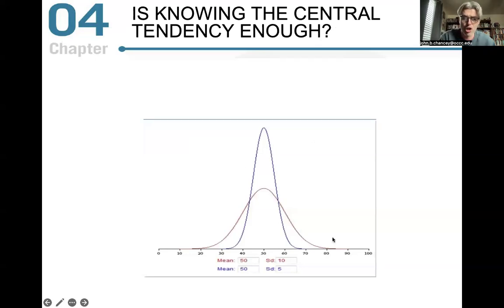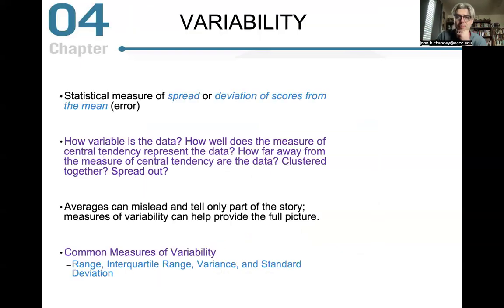Now, if you go down to the chart, we can see they both have a mean, an average of 50, but they have what is called SD, which is short for standard deviation, and both are different. The standard deviation for the red one is 10. The standard deviation for the blue one is 5. And basically, what that means is we have more variation. The higher that number, the standard deviation, means we're seeing more variation in the data.